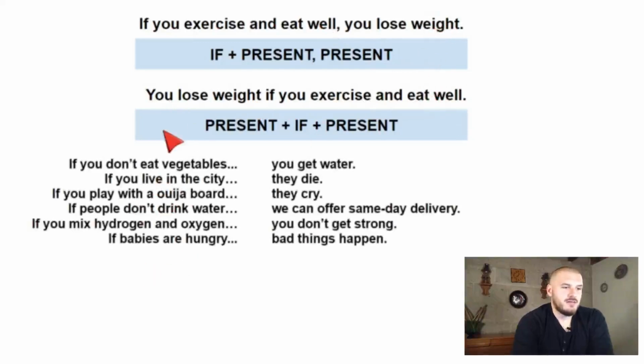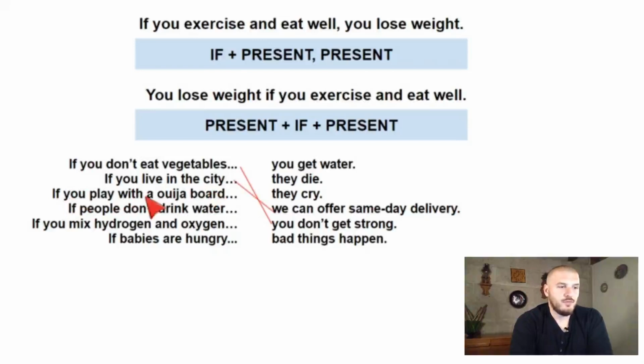They're both acceptable. They're both perfect. Here are some more examples, and I want you to match the 2. So for example, if you don't eat vegetables, you don't get strong. So take a minute, stop the video, and do the activity to match the 2 halves of the zero conditional sentences. Okay, here are the answers. 3, 2, 1. If you live in the city, we can offer same-day delivery, for example.